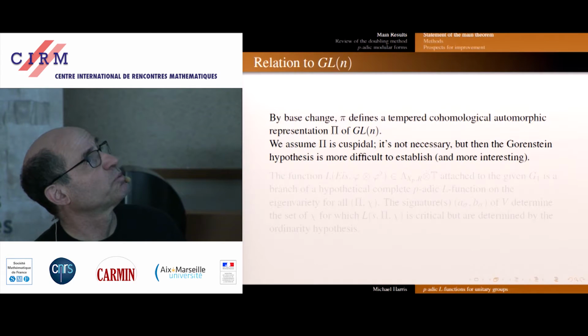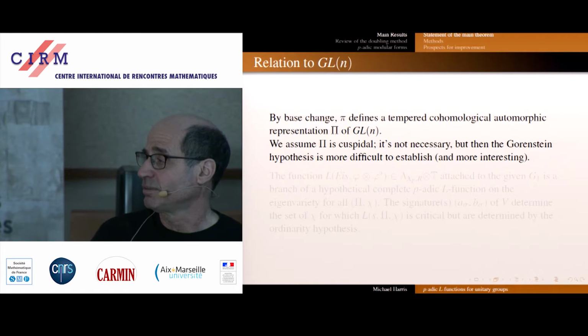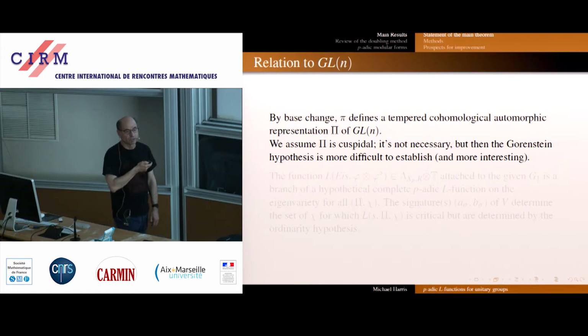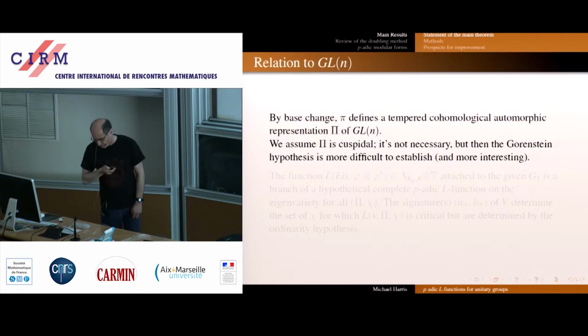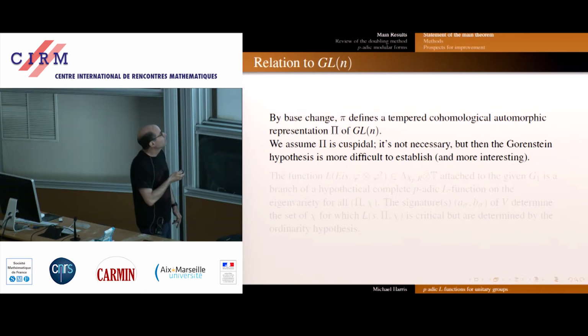If pi is not cuspidal, then it's more difficult. It's quite interesting, actually, much more interesting to try to prove the Gorenstein hypothesis, because then you can get things like main conjectures for p-adic L-functions of tensor products.